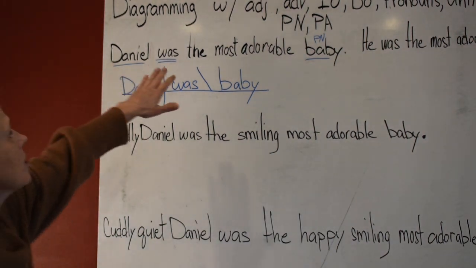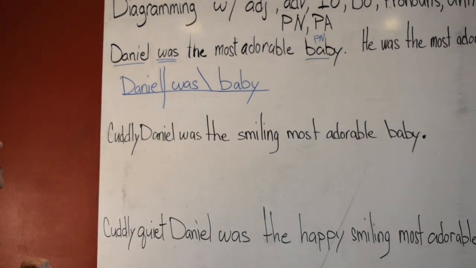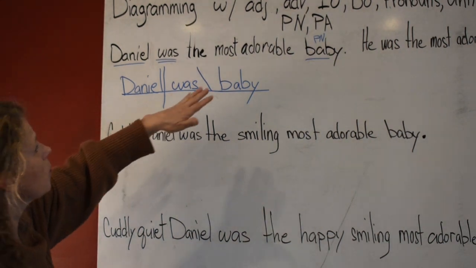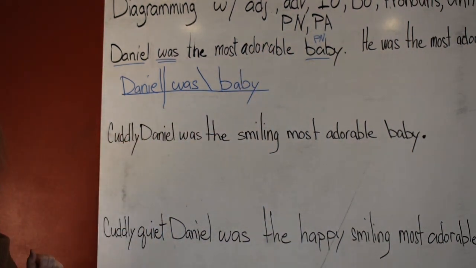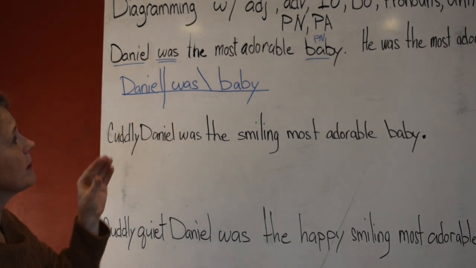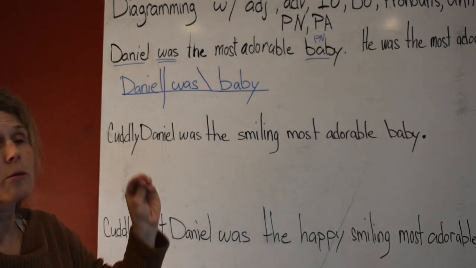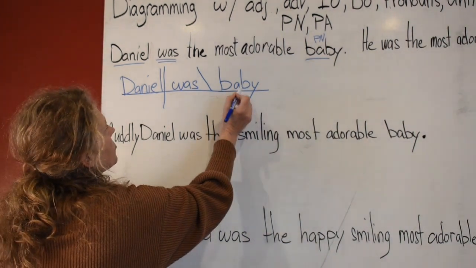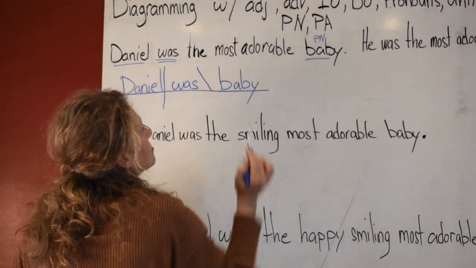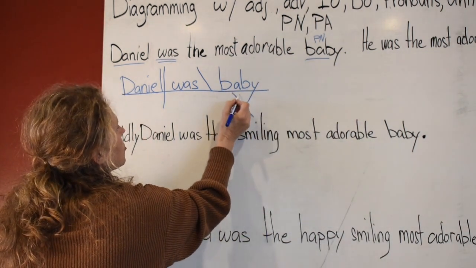Okay, so now where are these going to go? What is adorable describing? Baby. It's describing baby. So he was an adorable baby. So this is an adjective because adjectives describe nouns. So then you would write adorable here.